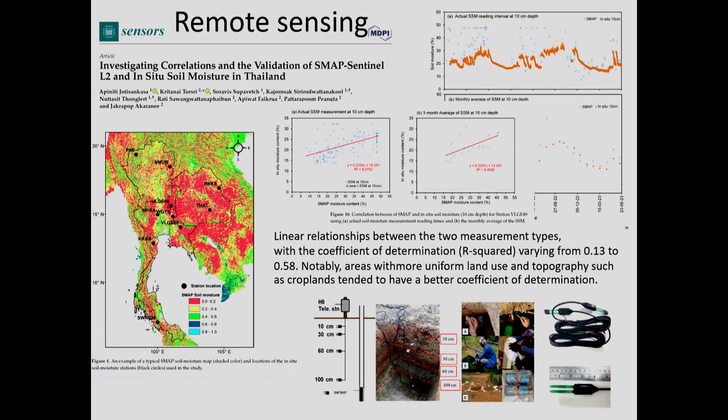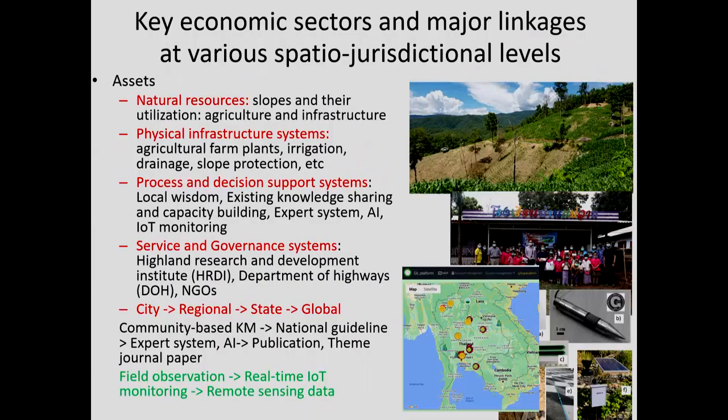And now the next topic I'd like to talk about is remote sensing. Remote sensing is an area that we only got the chance to look at a couple of years ago. So our work is still preliminary. But we use the SMAP Sentinel data, and use this ready-made soil moisture from SMAP from NASA to calibrate or validate against the moisture content that we installed in the ground.